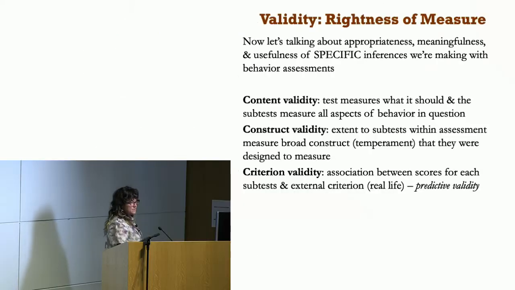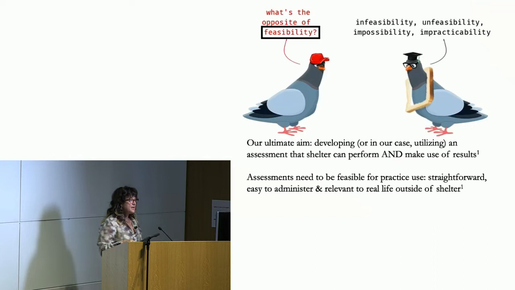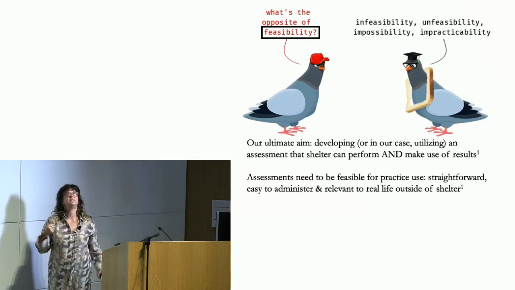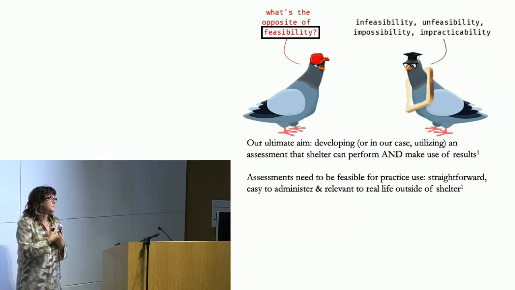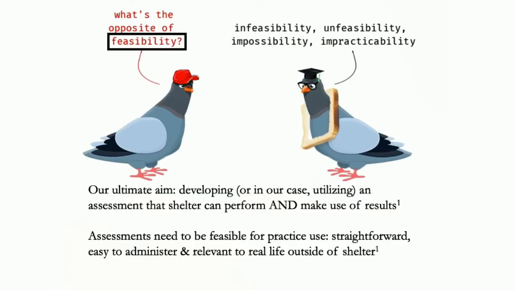Okay. So not only is that enough to make you think, oh, crap. But then we have this idea of feasibility, which is something we run into at the shelter all the time. Our ultimate aim is an assessment that can be performed in the shelter, and we can actually make use of the results. It's fine if we could satisfy all that stuff in the beginning, but what if it took like 2 hours to do in the shelter for every single dog? That's not necessarily going to be helpful to us. So we have to have something that is straightforward, that's easy to administer, and that, again, is relevant to real life outside of the shelter.